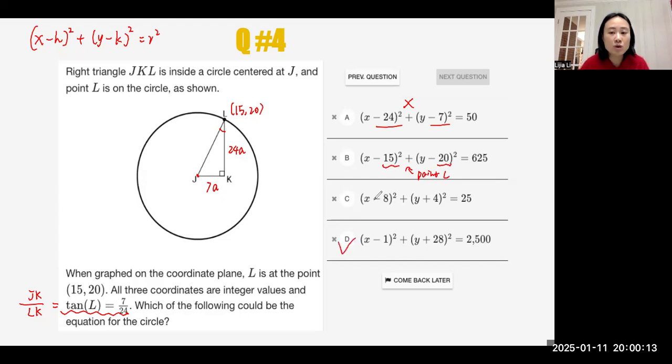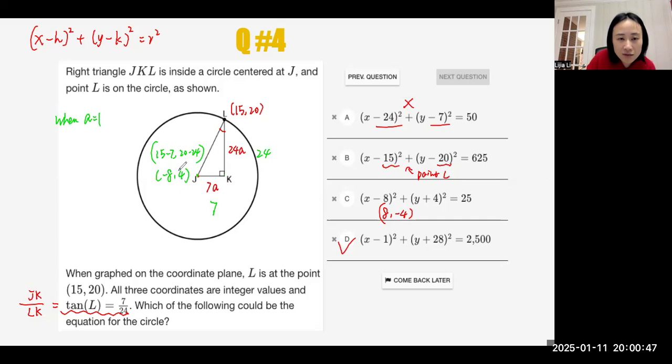We have a lot of students who got C. Let's see why C is wrong. I understand why you get this 8, -4 as your center, because when you pick A is 1, let's do one color, okay? Let's do green. So when A is 1, this will be 7, this will be 24, and then do the subtraction. So the coordinates of J will be 15 minus 7, 20 minus 24, which will give you -8, -4. Sorry, +8, -4, which is this center, that's right.